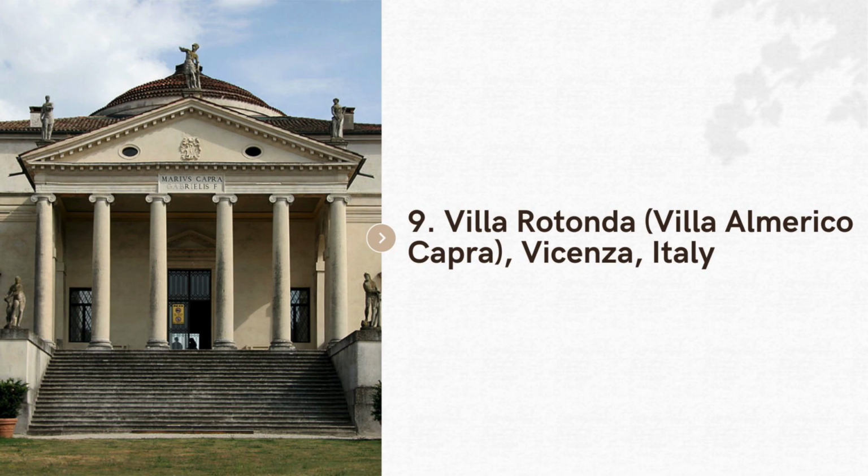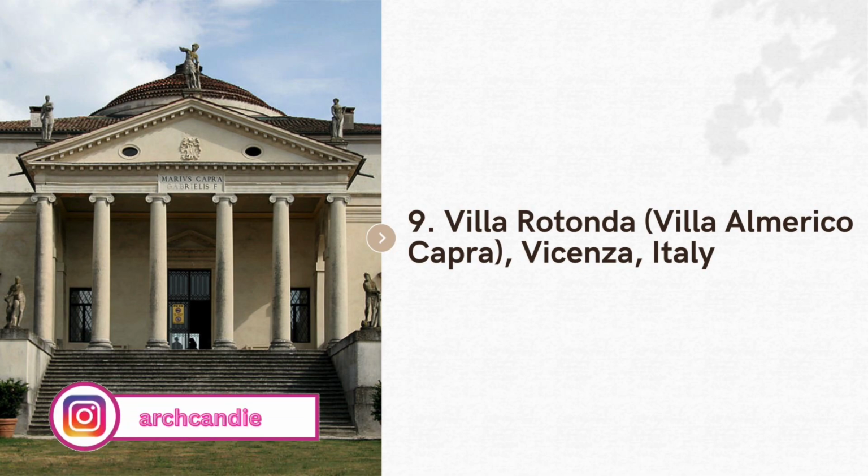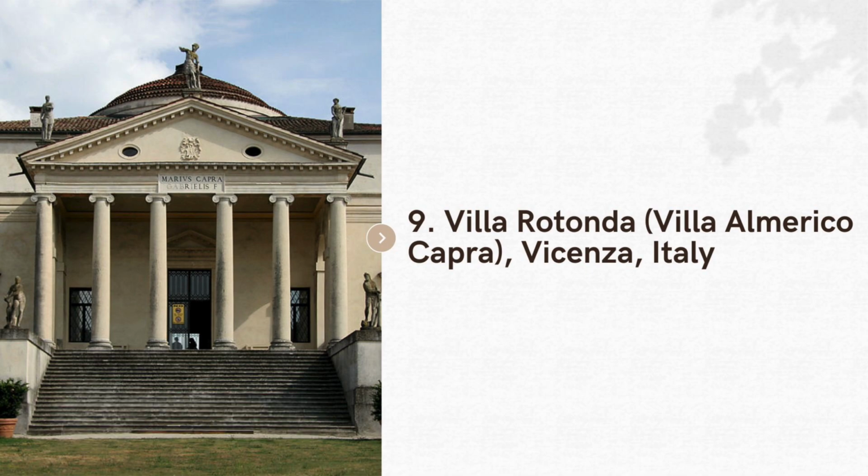Villa Rotonda is the ninth one and it is in Vicenza, Italy. The architect is Andrea Palladio. This villa is a prime example of Palladian architecture, which extends Renaissance principles into residential design. The villa's symmetrical layout and classical orders reflect the ideal of proportion and harmony in Renaissance architecture.